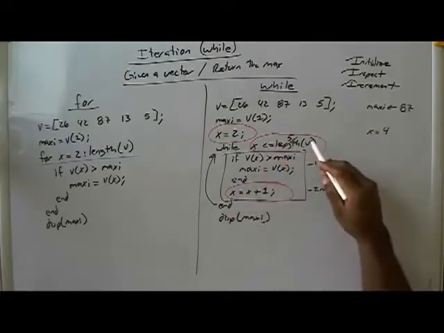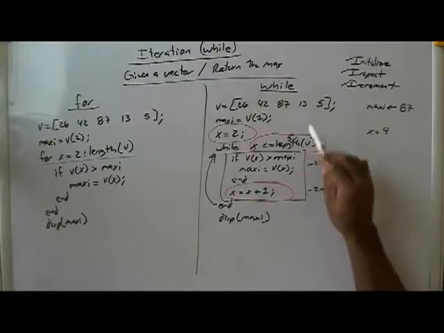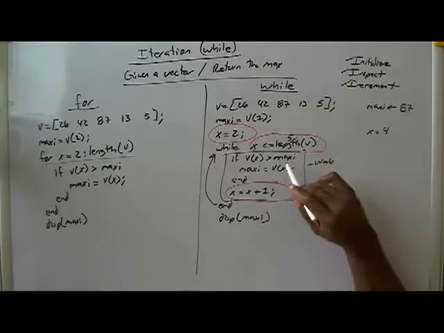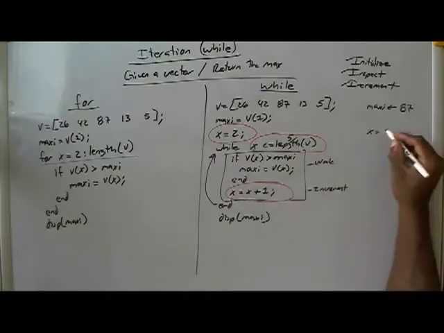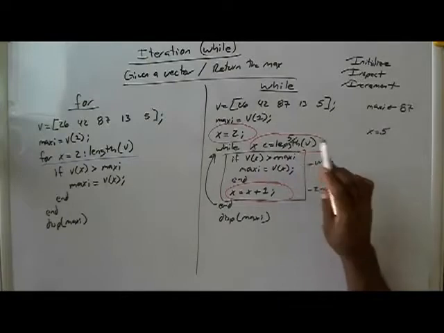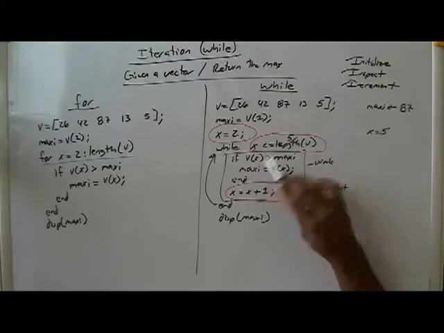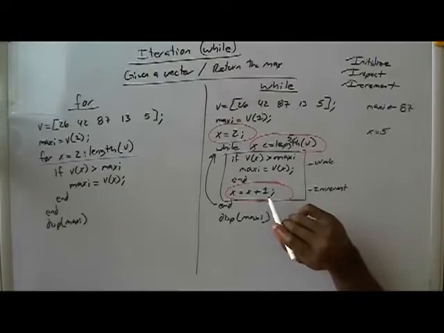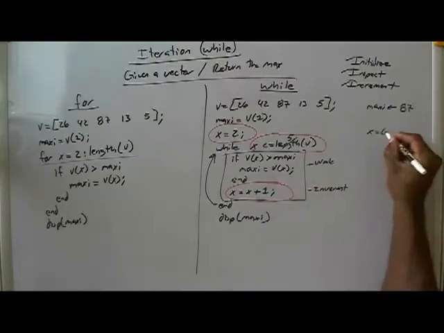Is 4 less than or equal to 5? Yes, it is. So is v indexed at 4 greater than maxi? Is 13 greater than 87? No, it's not. So you don't do any work there. And you come down here and you increment again. So now x equals 5. Back at the top, is 5 less than or equal to 5? Yes, it is. So v indexed at 5, which happens to be the number 5. Is that greater than 87? No, it's not. So you don't do anything in the work part. And you increment again, x equals 6.